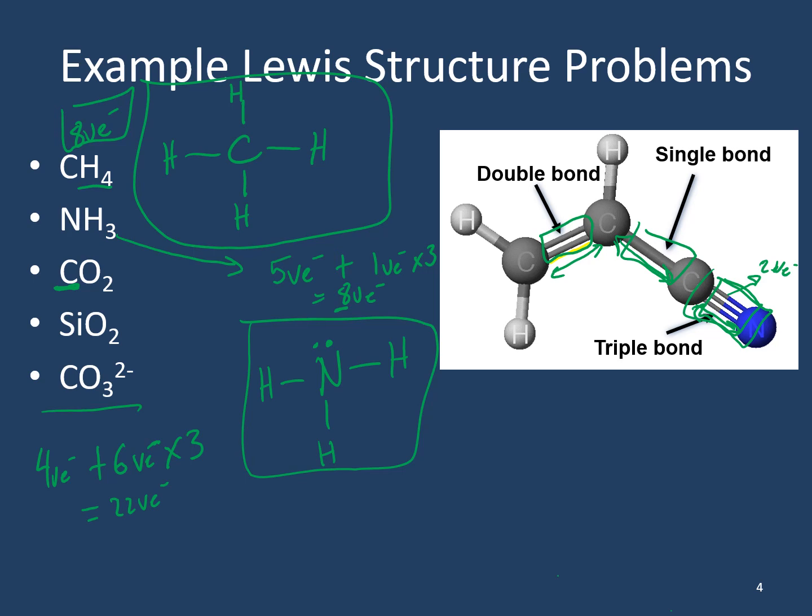But wait, we have a -2 charge, and according to our rules, for each negative charge, we need to add another valence electron. So because we have a -2 charge, we need to add 2 more valence electrons, giving us a total of 24 valence electrons. Carbon is my central atom because it has a lower electron affinity than oxygen. And so I'm going to attach each oxygen to the carbon using a single bond.